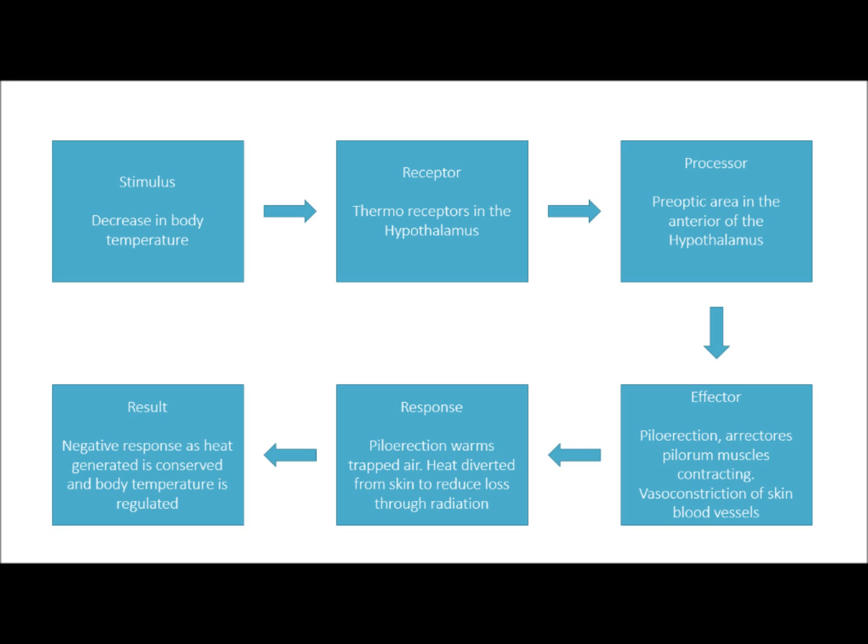mechanisms. The effector in this case is piloerection, which is where the fur is erected on its end. This is due to the erectors pylori muscles, which are attached to the hair follicles of mammals. These muscles contract, causing the hair to stand on its end. Also, skin blood vessels constrict, vasoconstriction, which decreases the blood flow near the skin and keeps it towards the core and deeper tissue. The response is the piloerection causing air to be trapped between the furs and the skin, which can then be heated by the body.